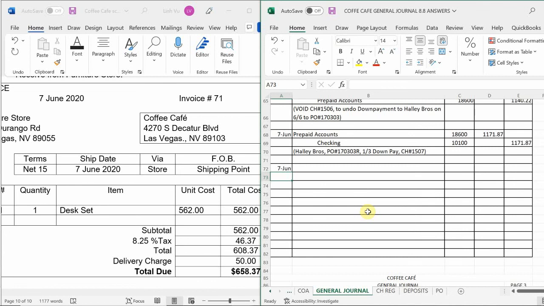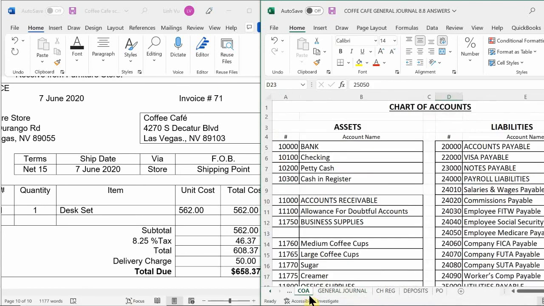What happened here? Okay, will it be an accounts payable? It will be another accounts payable, but what else? What was the transaction at hand? It's a purchase order. We received our purchase order, right? What did we buy? 562, a desk set. We bought a desk set, right?